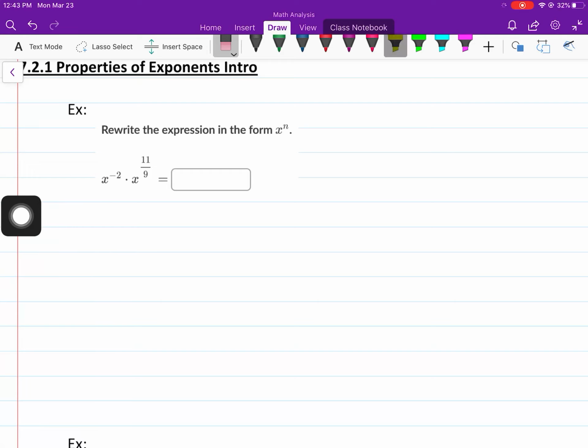So we're multiplying numbers with the same base. So what are we going to do? We're going to add the exponents. So taking that exponent, that's negative 2 plus 11 over 9. Well, we need to get a common denominator. So this one's over 1. We're going to multiply that by 9. So we'll get negative 18 over 9 plus 11 over 9. Negative 18 plus 11 is negative 7 over 9. So then we would have x to the negative 7 over 9.